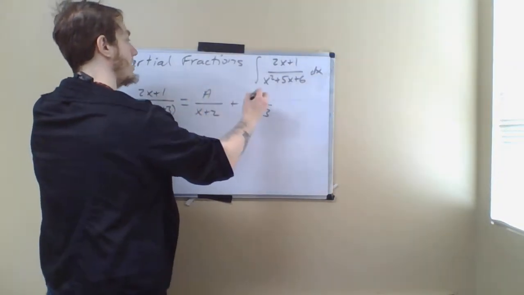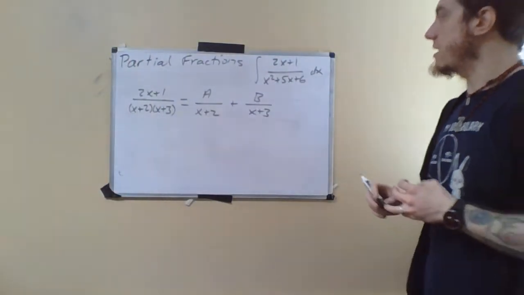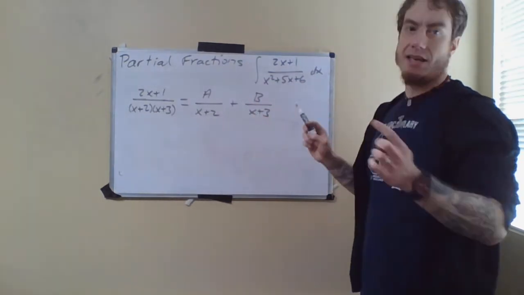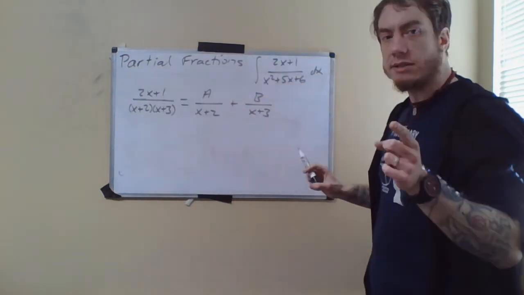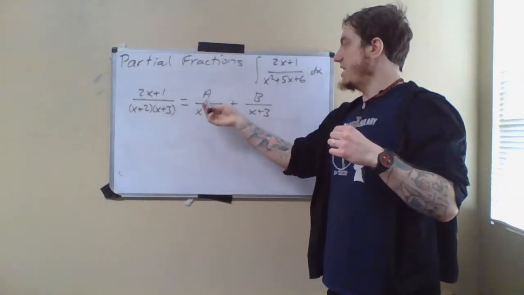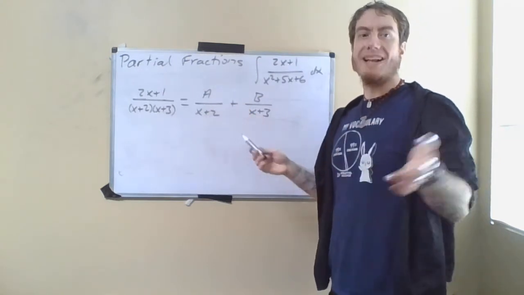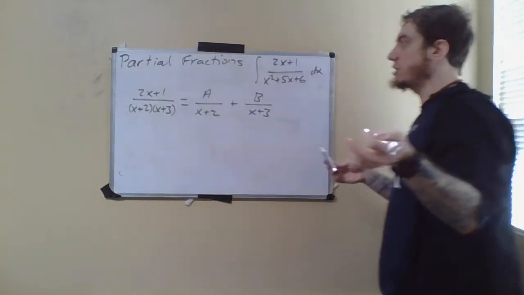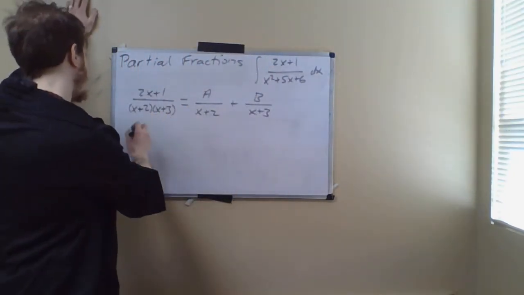Well, let's just put some constants up top here for the moment, and then let's see if we can find constants that will make this equation true. If we can do that, then I can turn the original integral into an integral of these two things. And notice that if I could do that, this would become an almost trivial integration problem because the antiderivatives of a constant over a linear expression, that's just a logarithm of some kind. So that's going to actually be very, very easy. Now, how do we figure this out? Well, here's the way we do it.